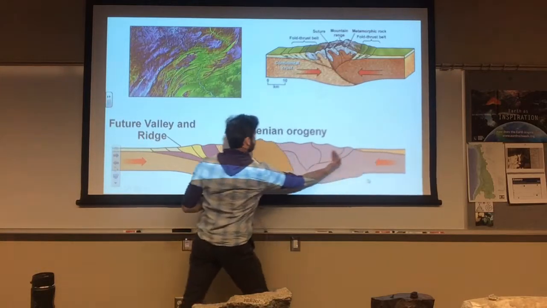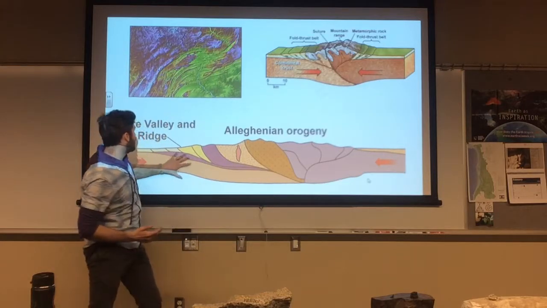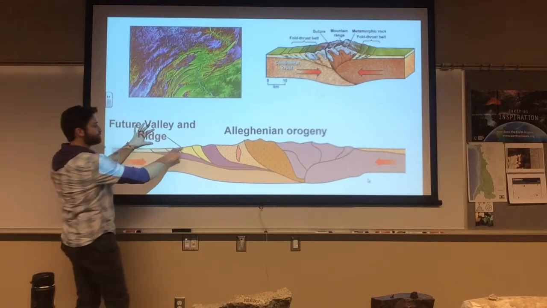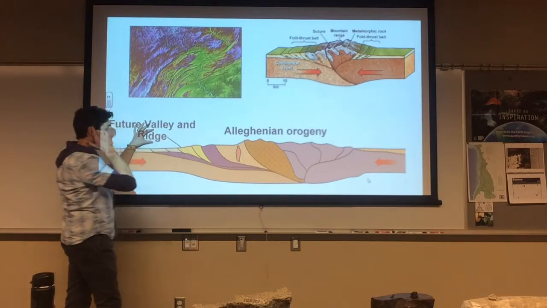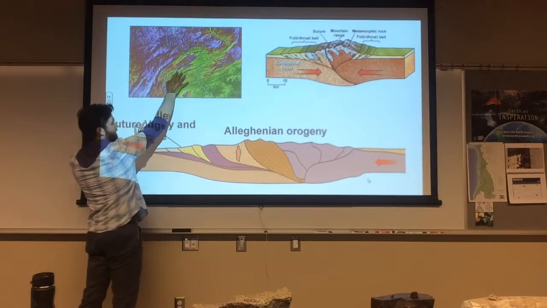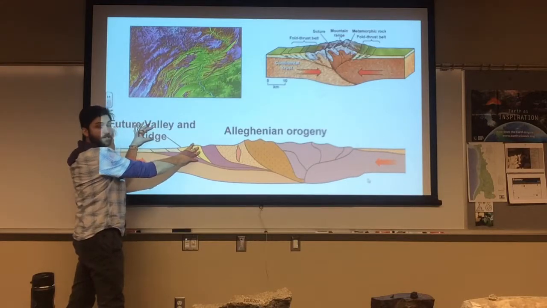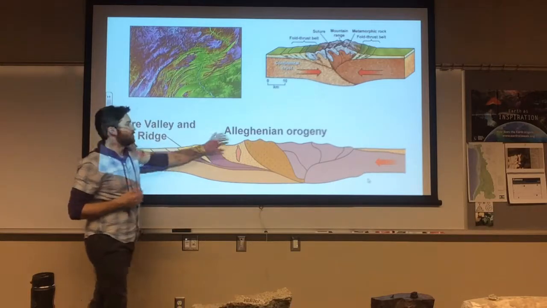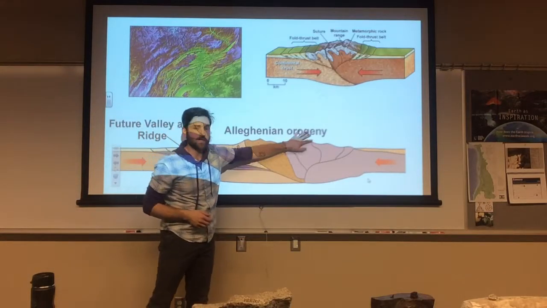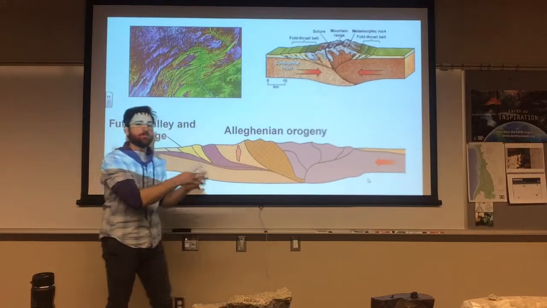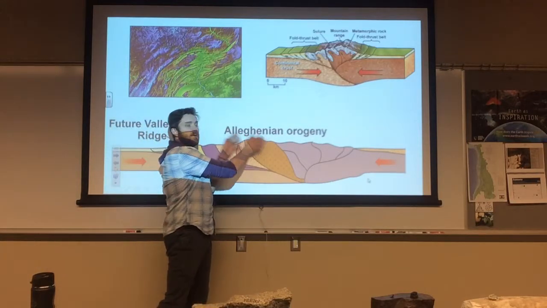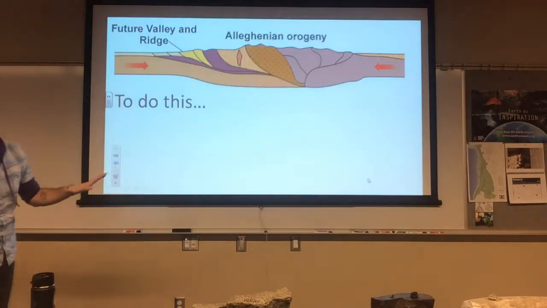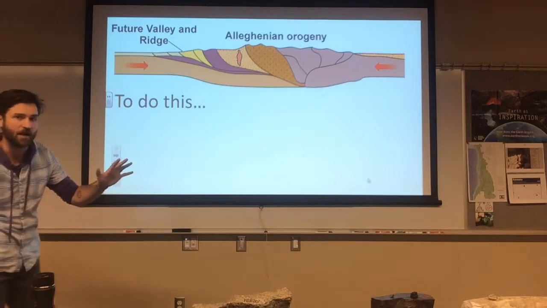So here's this continent colliding with this continent. The future Valley and Ridge province, right here, the fold and thrust belt occurring out here in the leading edge of this orogeny, what's known as the Alleghenian orogeny. Orogeny, remember, is mountain building. So this was a mountain building event that made up the Alleghenian province of the Appalachian Mountains. Now, I don't want to get too far into the weeds of words, right?